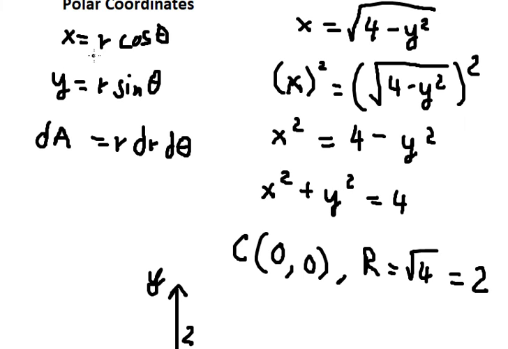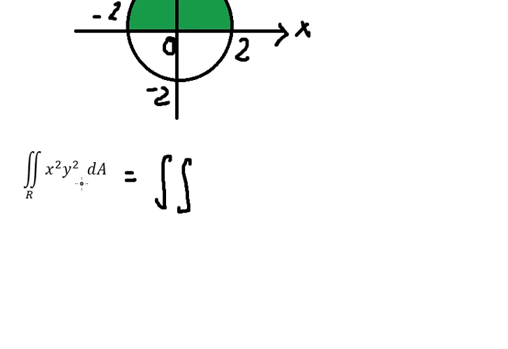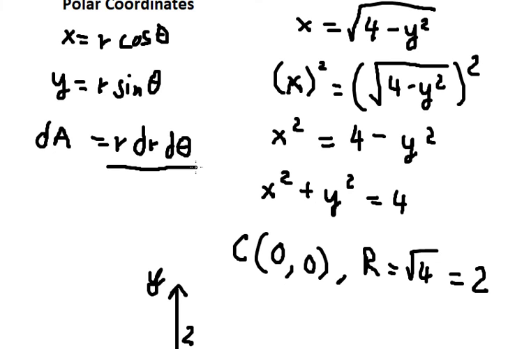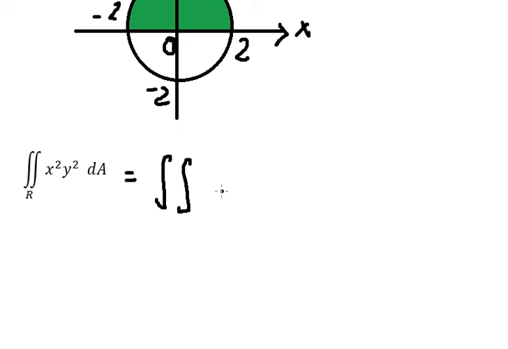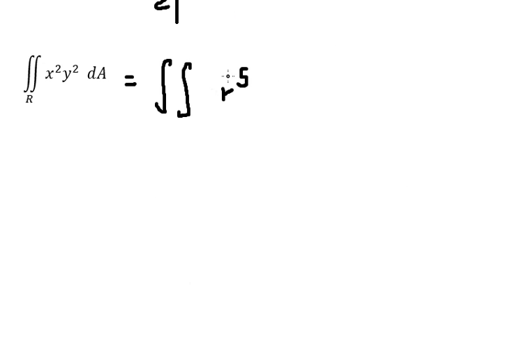So x we transform into this one, y we transform into this one, dA we transform into this one. So if we put everything in here, we have r to the power of 5. Because we have r to the power of 2, y gives r to the power of 2, and dA has another r. That's why we have r to the power of 5. The next one we have cosine squared theta, sine squared theta, and we have dr d theta.